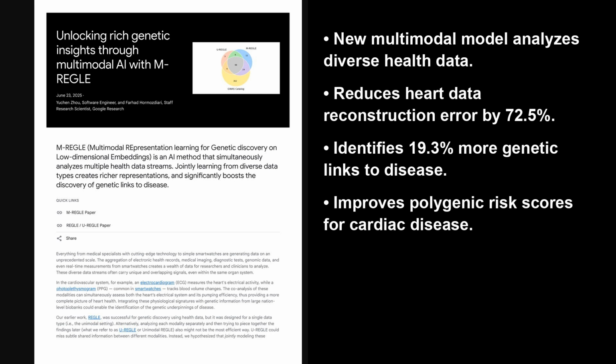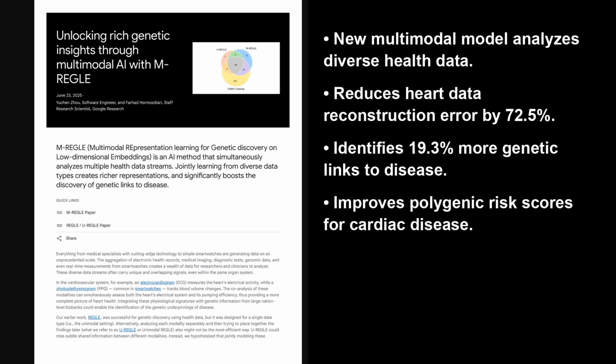I am Alex, and today we're looking at a post from the Google Research blog published on June 23, 2025. This article introduces a new method that reduces data reconstruction error by a massive 72.5% for certain types of heart data. The post is titled, Unlocking Rich Genetic Insights Through Multimodal AI with M-REGLE, and as we'll see, this approach leads to some really powerful improvements in predicting disease risk.